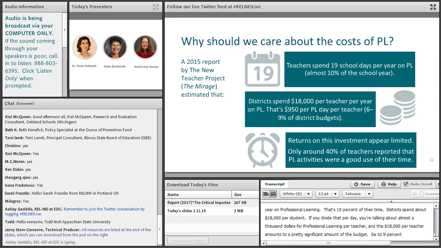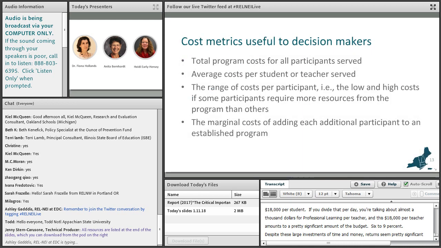Despite these large investments of time and money, returns appear pretty limited. So in that particular study, only around 40% of the teachers reported that professional learning activities were a good use of their time.